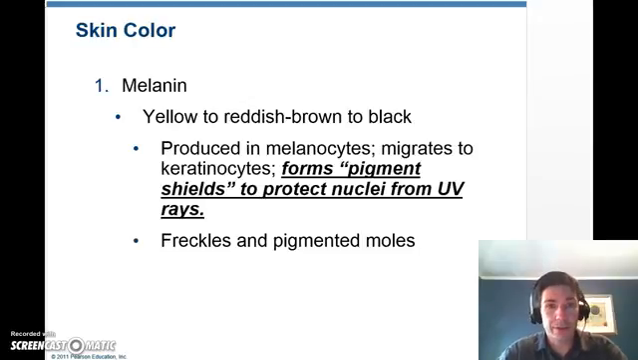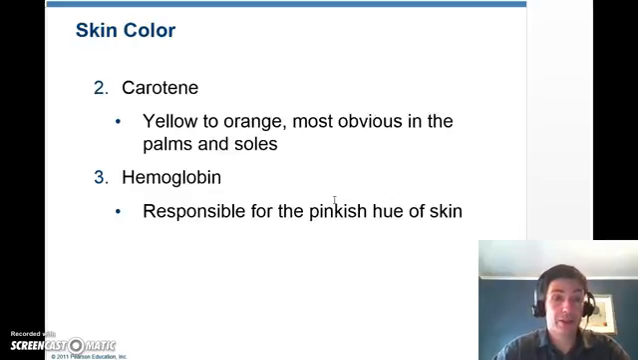So now we are out of the dermis and talking for a moment about skin color. So you know already melanin is a pigment. It's in your skin. It is reddish brown to black depending on how much of it you have. What you need to know about it is that it protects you from UV light, or it protects your stratum basale from UV light.